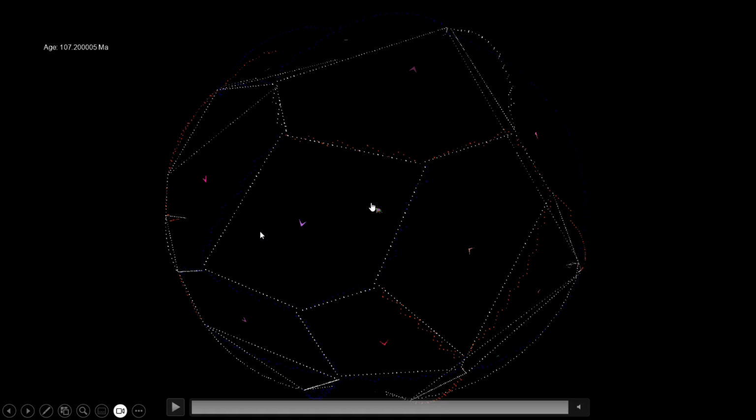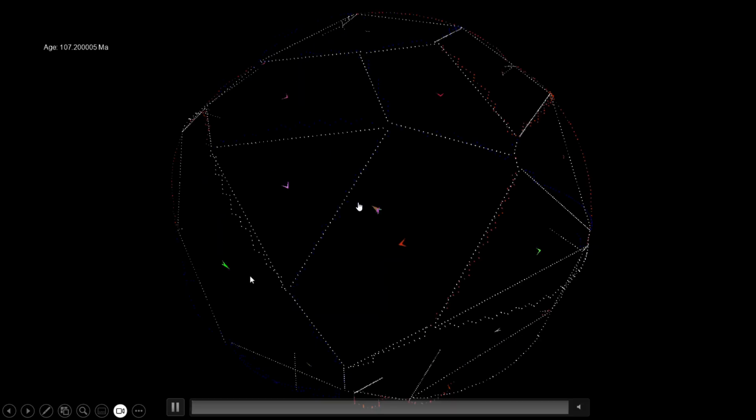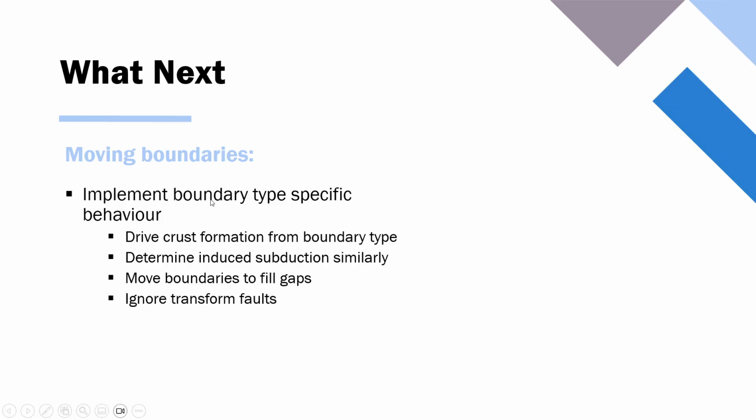So the question is, what do we want to do next? The answer is we want to implement some behaviour that is specific to the boundary type. So we want to drive the crust formation from the boundary type. At the minute, crust forms wherever there's a gap and wherever it will fall within the plate rather than outside the plate if it's formed and moves. And this mostly works, but it's not overly realistic.